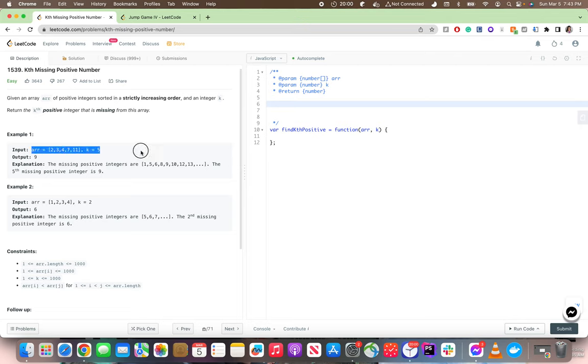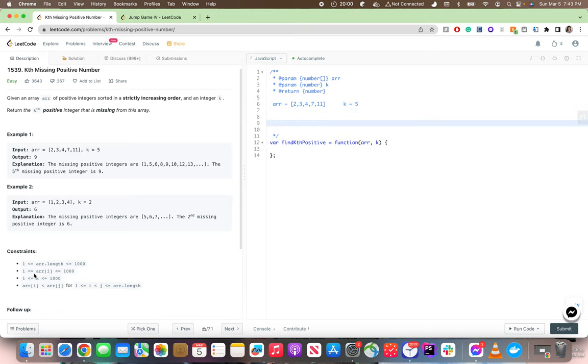So this array only contains positive integers. It doesn't contain negative numbers, it doesn't contain 0. And it is sorted in strictly increasing order. It means that it is sorted not only in increasing order but strictly, so there cannot be 2, 2, 3, right? Because it is strictly increasing.